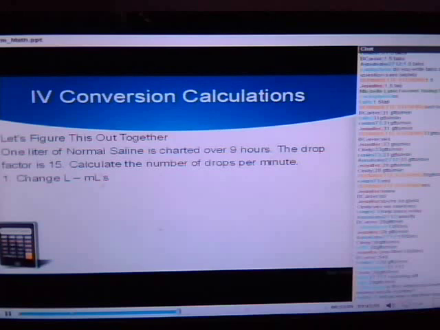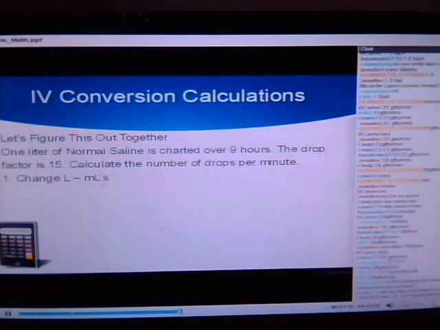All right, ladies and gentlemen, shall we try to figure this one out? You are required to administer 500 milliliters of normal saline. That's ridiculous. These questions are ridiculous. Who gives normal saline? Let's see. People are asking me questions here. Over 3.5 hours, and the drop factor is 10.